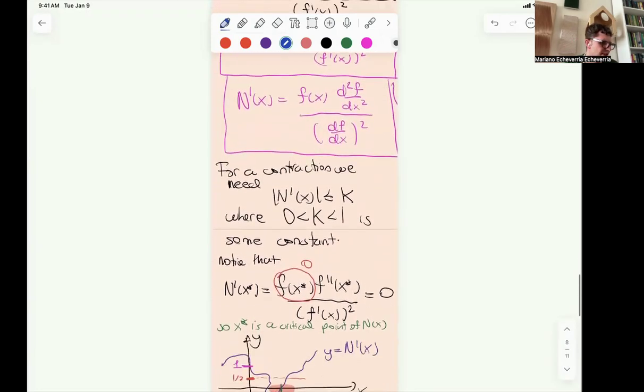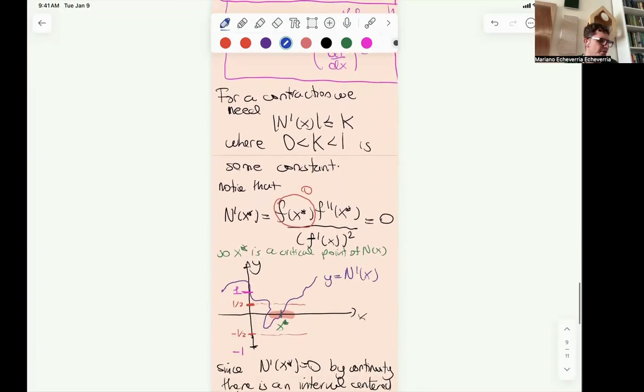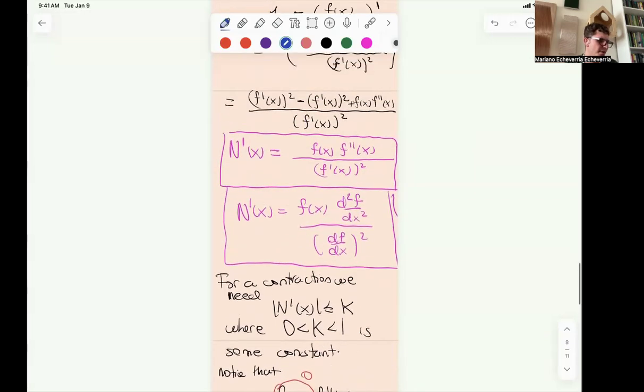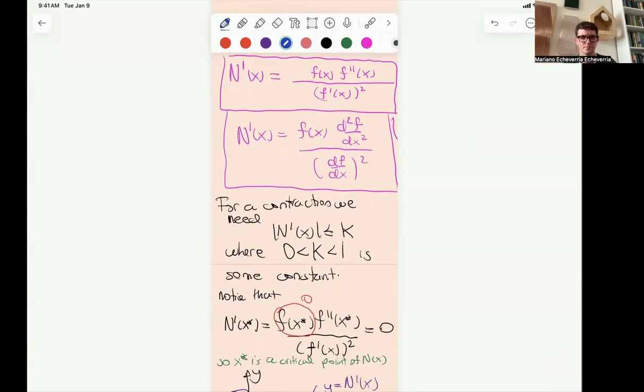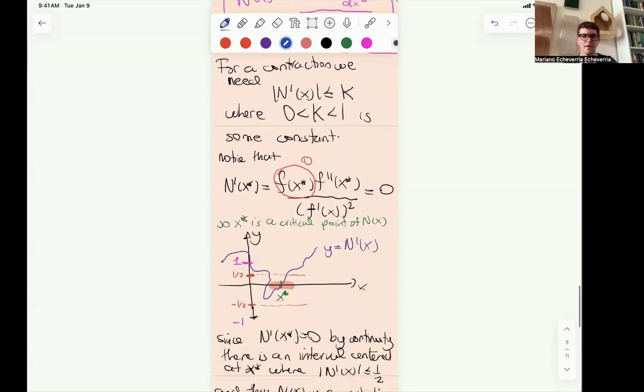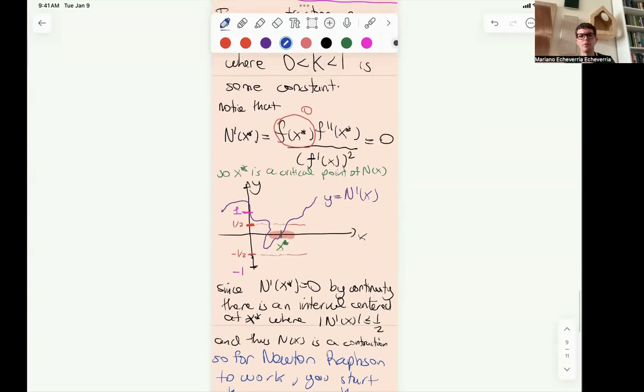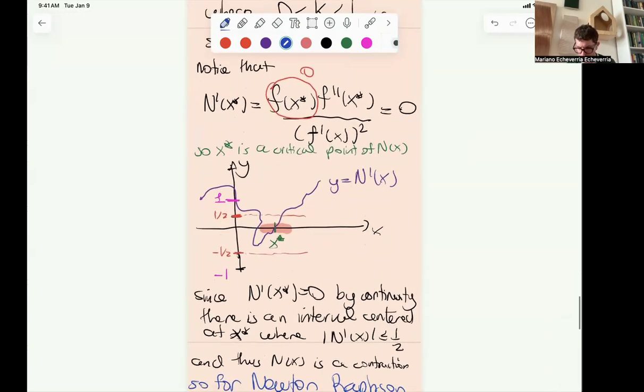So the idea is to say, okay, what does it mean to say that n is a contraction? It means that you have to say that the derivative of n is less than one, right? What do you know about the derivative? You know that it is zero. You know that the derivative is zero at x star. Is that making sense?